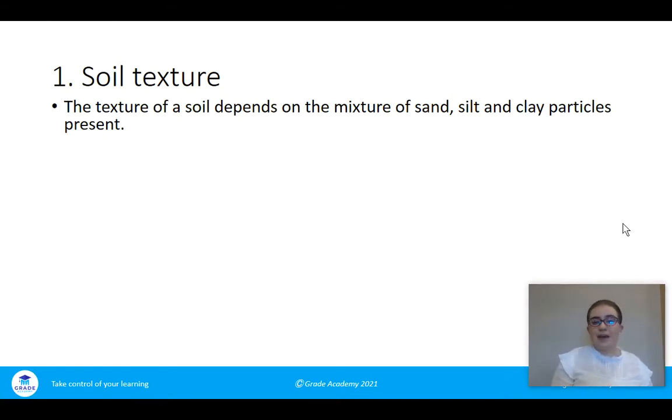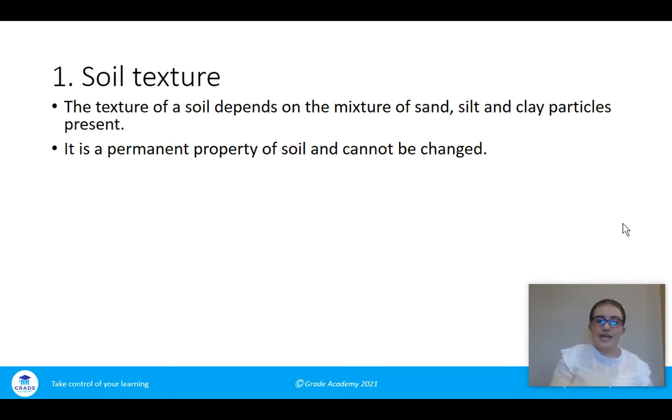The texture of a soil depends on the mixture of sand, silt, and clay particles, and they are the 3 particles that are present in soil. We'll be looking at those in a few minutes, but the different types of particles, and I suppose the majority of the particle, will determine the soil type that is present. It is a permanent property of the soil and cannot be changed. So if I have a sandy soil, that means that I have mainly sand in my soil, and I cannot change that. I can add certain fertilizers to help with the growth, but I can't change the texture of the soil.